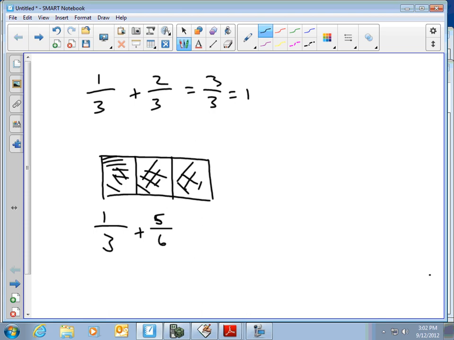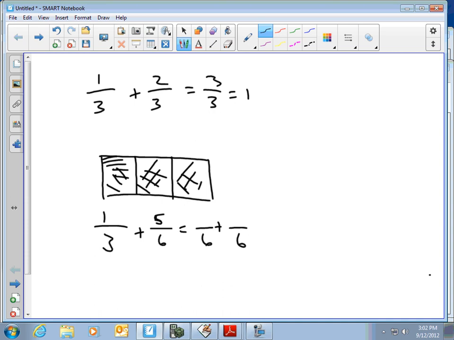My 1/3 and my 5/6 are different sizes, because the 1/3 says I took the whole and divided into 3 parts. The 5/6 says I took a whole and divided into 6 parts. So those parts are different sizes. So in order to add those together, I have to have the same number of parts. So my denominator has to be the same. I have to have what's called a common denominator.